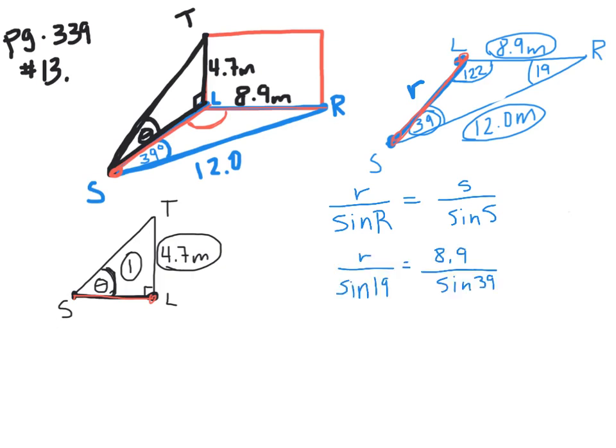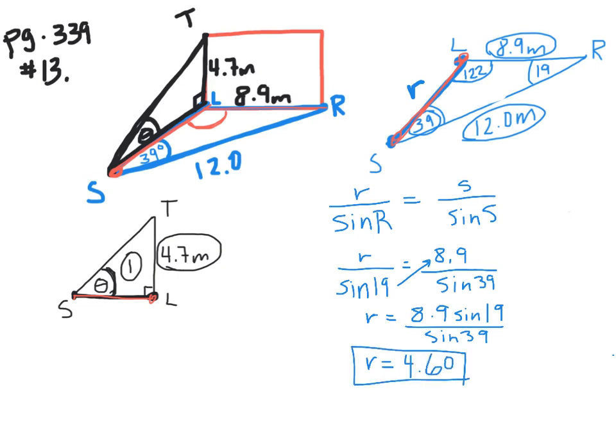So I end up with this here, and I am going to cross multiply the sine of 19, and I get that little r is equal to all this. Of course, I should probably keep as many decimal places as possible, but for sake of argument, let's keep just a couple of decimal places. r is equal to 4.60. So we know the distance from S to L is 4.60. So this is 4.6. There is enough information now to figure out the angle of elevation theta.